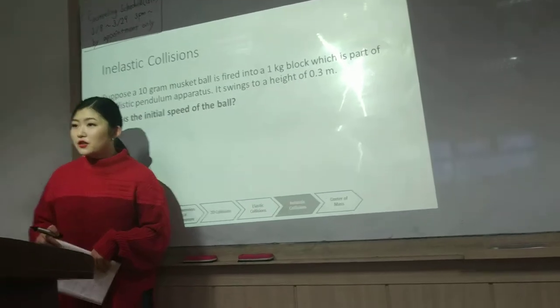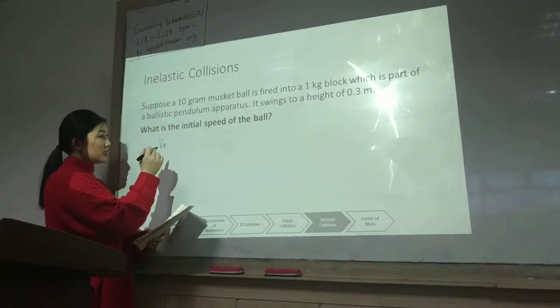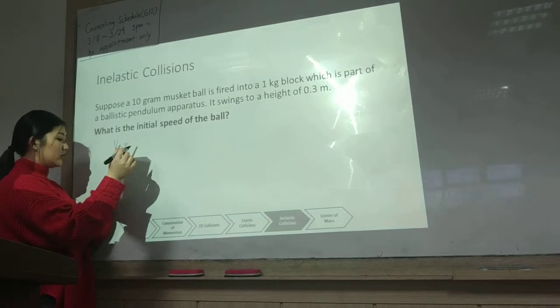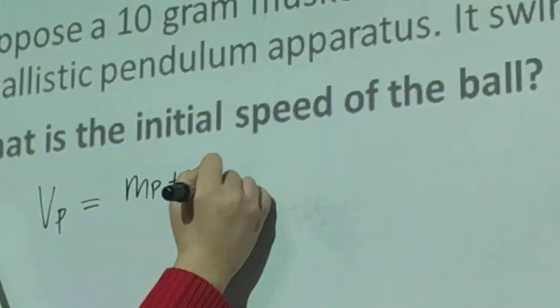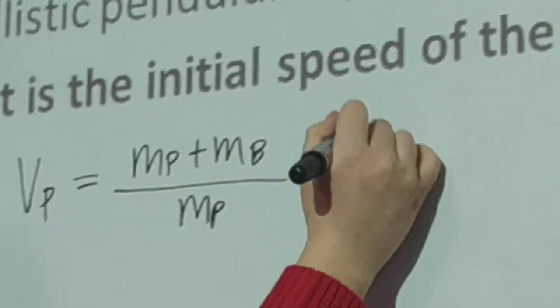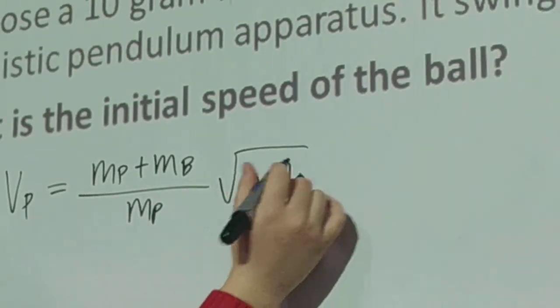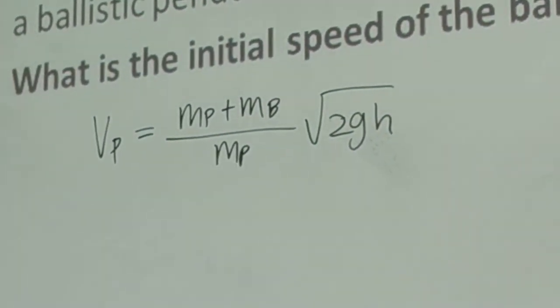We're looking for VP, the velocity of the pendulum, or I'm sorry, the projectile, which in the previous slide, we learned that the equation was the mass of the projectile plus the mass of the block over the mass of the projectile times the square root of 2 times the gravity and the height of the swing. And so we know all of these factors.